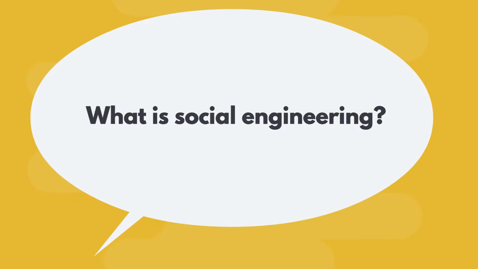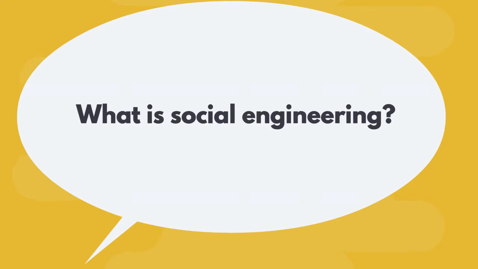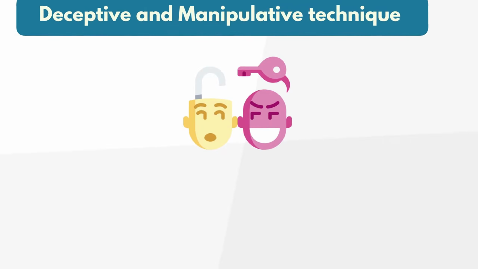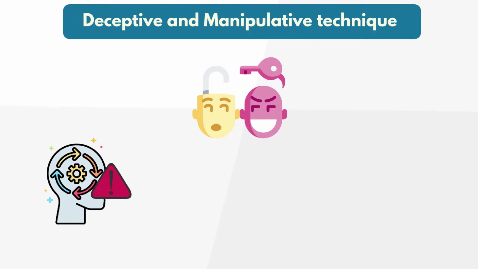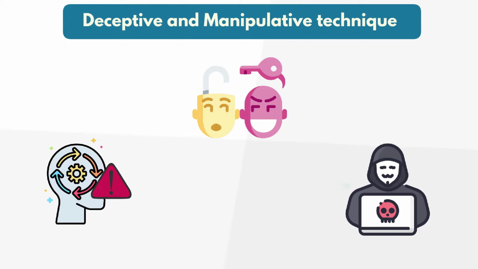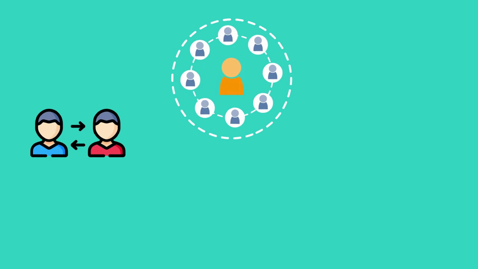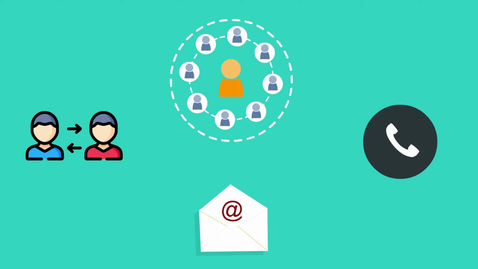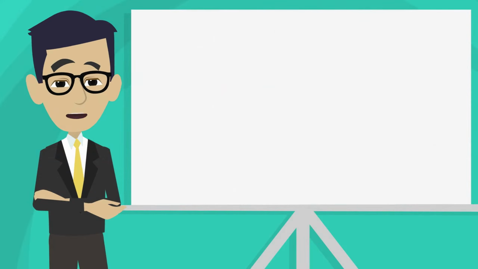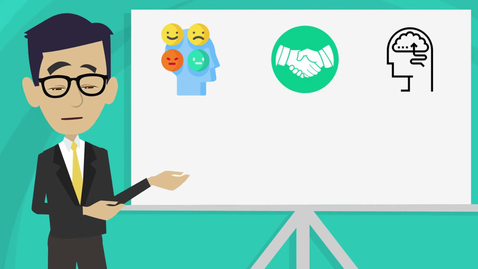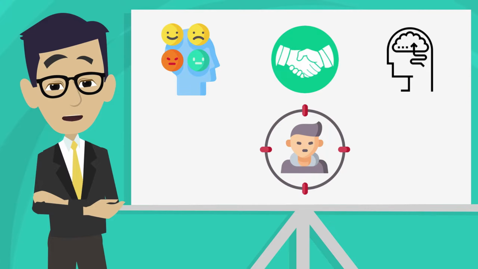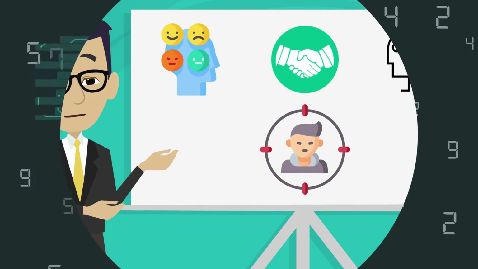What is social engineering? Social engineering is a deceptive and manipulative technique used to exploit human psychology rather than hacking a computer system or network. Social engineering involves some sort of human interaction, either face-to-face, over the phone, or through email. This manipulative technique preys on our instincts, emotions, and trust in order to get victims to reveal sensitive information.